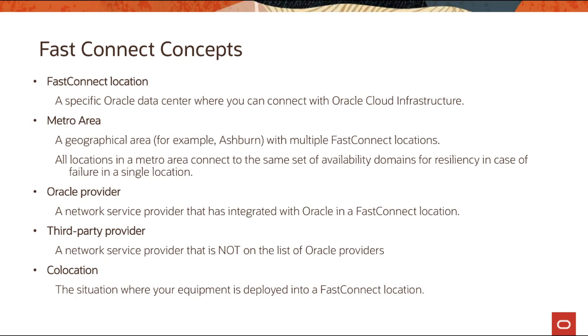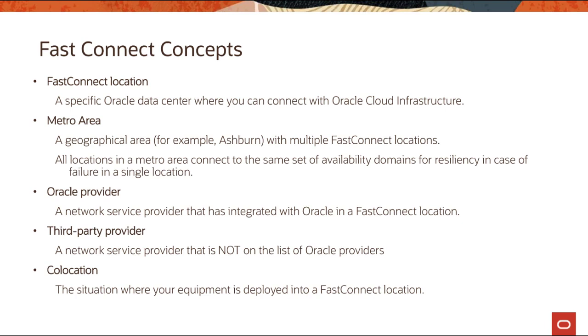Metro area. A metro area is basically a geographical area with multiple FastConnect locations. For example, Ashburn has two FastConnect locations. All locations in a metro area connect to the same set of availability domains for resiliency in case of failure in a single location.